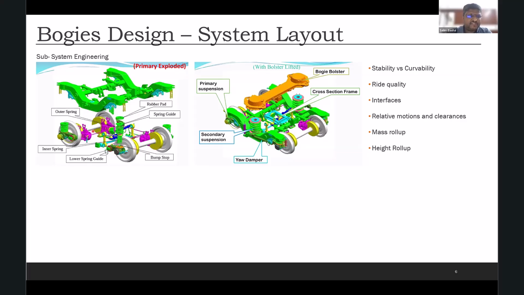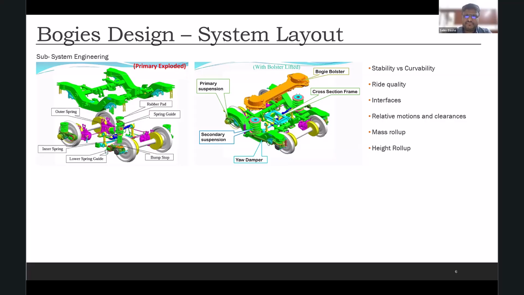This is the primary suspension, which is between the wheel set and the bogie frame. You have the coil springs, you have the rubber pads, and you have the lower spring guide, which is nothing but the guide element which will try to guide the wheel set accordingly when it goes on a straight track or on a curve. So we do that, and this is the anti-roll bar that you see here.